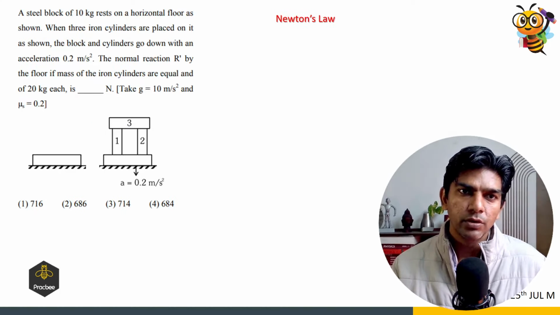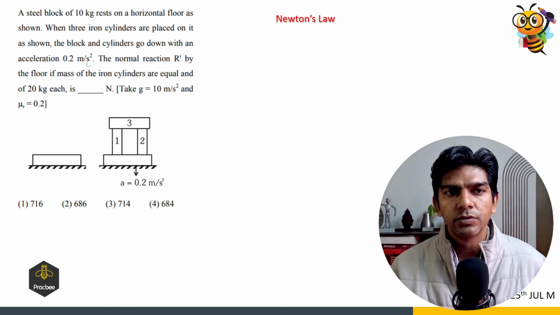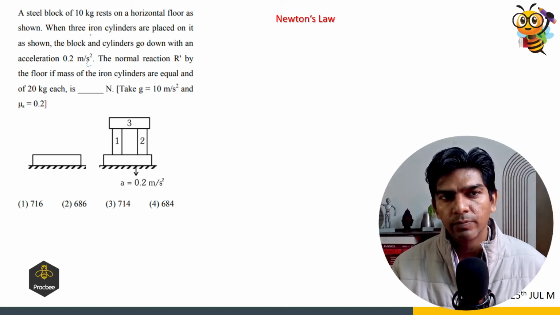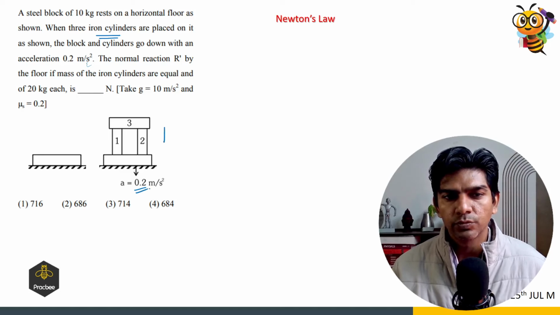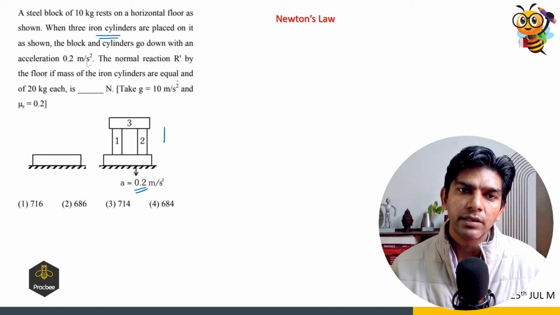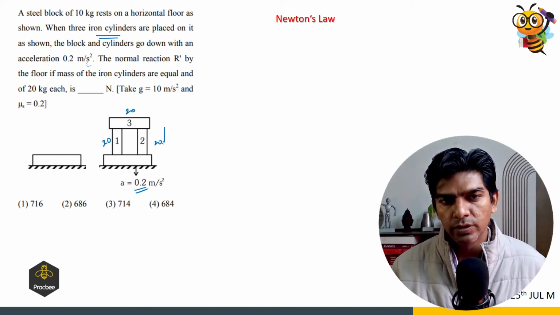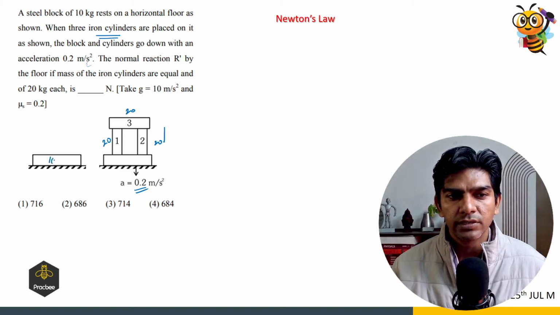Right, let us see this question: a steel block of 10 kg rests on a horizontal floor as shown. When 3 iron cylinders are placed on it, the block and the cylinders go down with an acceleration of 0.2 meters per second square. So we have a steel block, and we have placed 3 iron cylinders, right? Find the normal reaction R prime by the floor if the masses of the iron cylinders are equal and 20 kg each. So this is 20, this is 20, this is 20, right? And the steel block has a mass of 10.